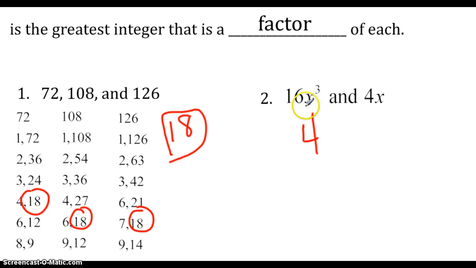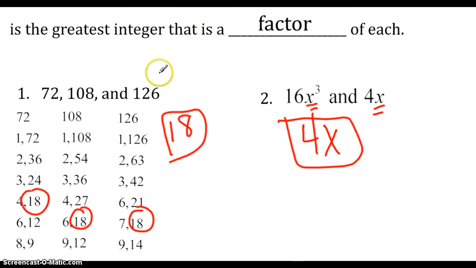And when I look at exponents, we talk about this x has 3 friends and this has 1 friend. You need to find the least number of friends that they both have. So this only has 1 friend. That's the most it has between both of them. It's like the least amount of friends that they both have. So 4x would be my GCF.